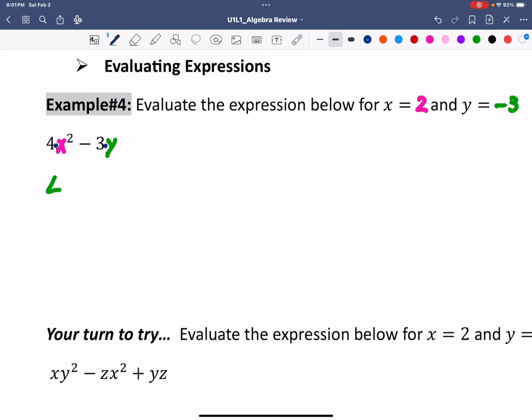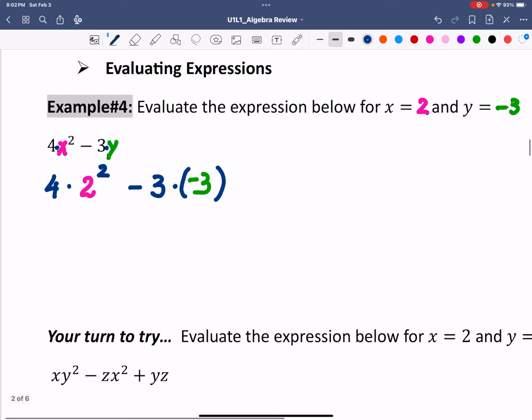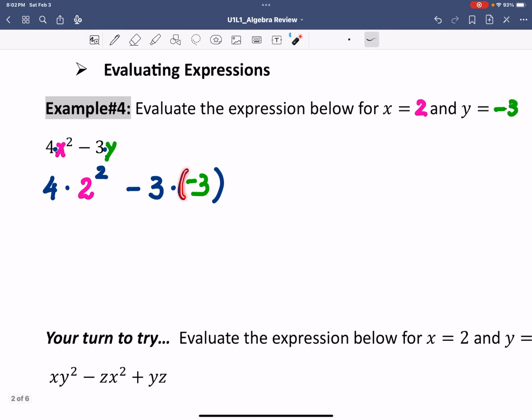So we have 4 multiplying, we see x in here, that means that's 2 to the power of 2. And then minus 3 multiplying, there is y, multiplied by negative 3. So remember, we have to follow BEDMAS. So brackets first, but as you can see, inside brackets there is only a single number, so there is nothing we can do. Even if we had brackets in here, you can write this in this form, it means the same thing. So with brackets, 2 to the power 2 or without, there is nothing to do inside the bracket.